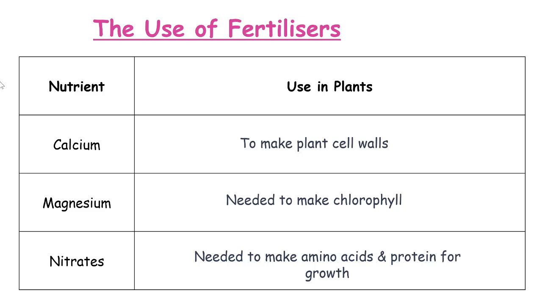Now, some of them can also contain ammonia, but if we look at this, calcium is included in fertilizer because it helps plants make cell walls. So it makes sense if you want plants to grow bigger, they need to grow more cell walls, so you put calcium in it. They also need magnesium to make chlorophyll, and they need nitrates to make amino acids and proteins for growth. Sometimes, instead of nitrates, fertilizers will contain ammonia, which can then be converted to nitrates in the process of nitrification.